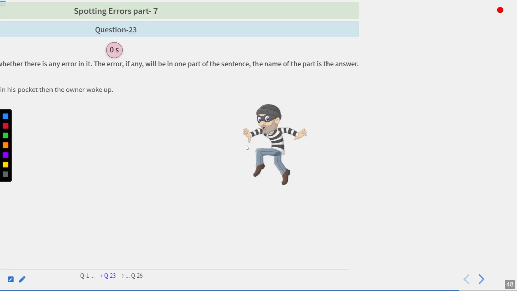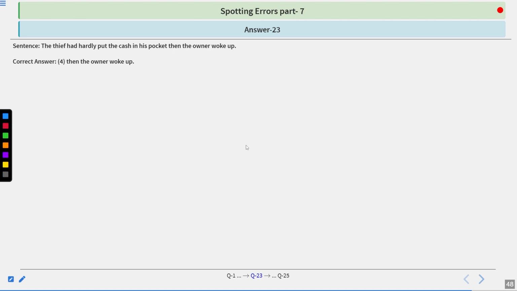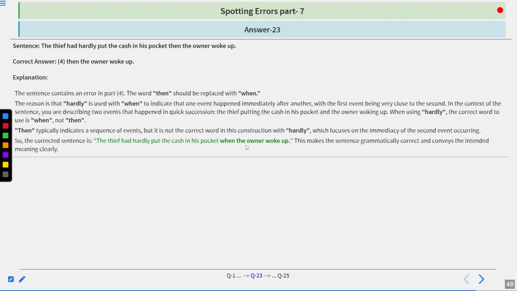I hope you have answered. The correct answer is option number 4: "then the owner woke up". The explanation is the word "then" should be replaced with "when". The reason is that "hardly" is used with "when" to indicate that one event happened immediately after another, with the first event being very close to the second.